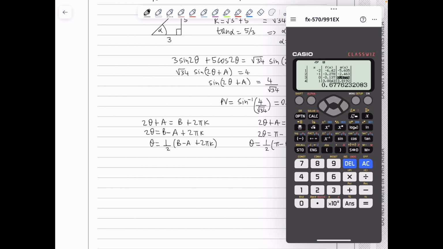I see I've got 0.6776. Remember, we need to report answers to 2SF, so 0.68. The next solution is here, it's 3.0, and if I move to the right, it's 3.8, and finally if I go down and to the left, it's 6.1. So we've got a total of 4 solutions.